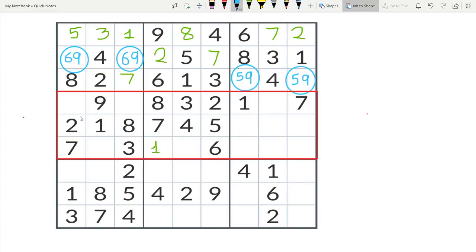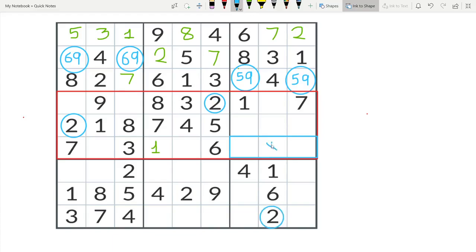Moving on to number two, I see number two for the middle row and top row. So the possibilities for the bottom row is either one of these three cells. So what I noticed is that number 2 is already over here in this column.